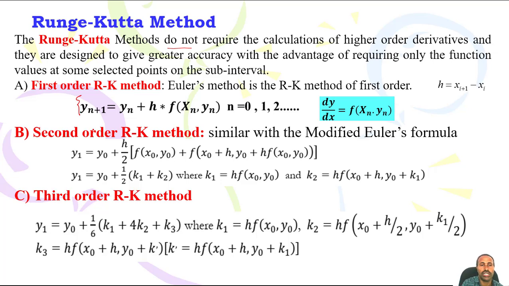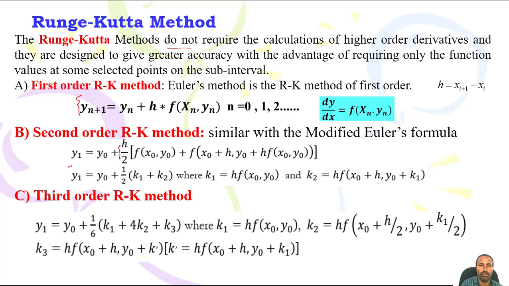And the second order RK method, again similar to the modified Euler's formula, which is the trapezoidal rule. You will add the trapezoidal rule here. f of x naught, y naught plus f of x naught plus h, which is a coordinate. This is just h times this one, which is Euler's method. Then you can have k1 and k2 values, which is just the average. We'll take k1 and k2.